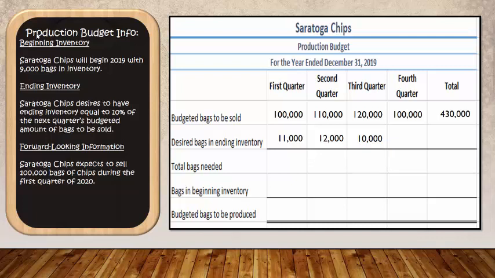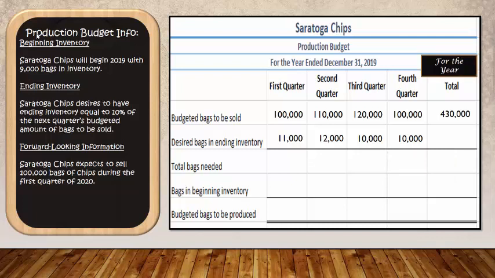And then for the fourth quarter, this is where we're going to need our forward-looking information. We know that in the quarter following the fourth quarter of 2019, which would be the first quarter of 2020, we again expect to sell 100,000 bags of chips. If we multiply that by 10%, we realize that Saratoga Chips is going to have 10,000 bags in ending inventory.